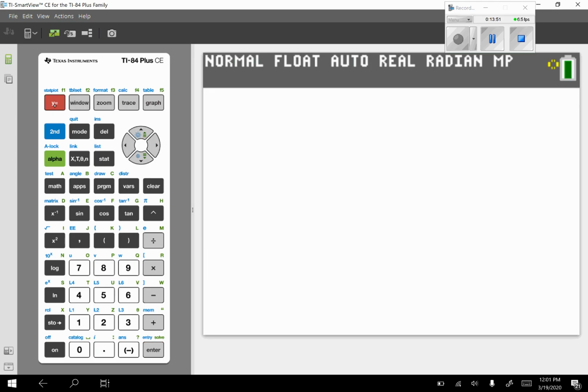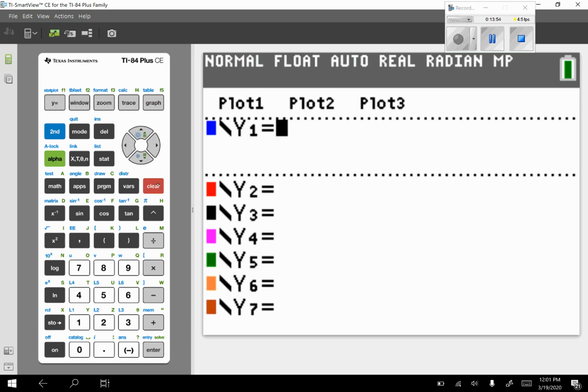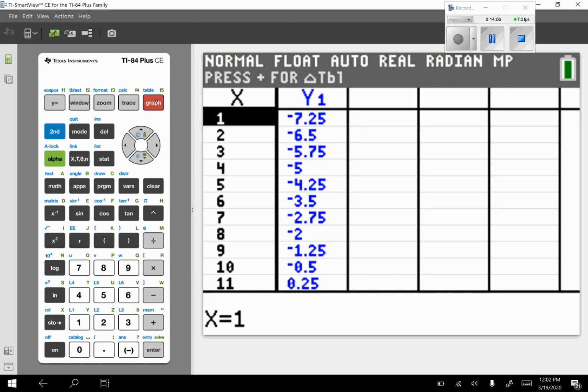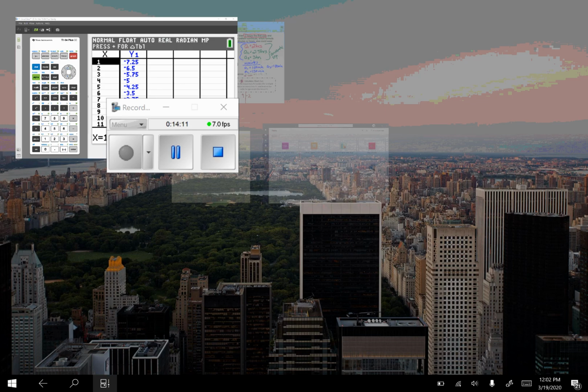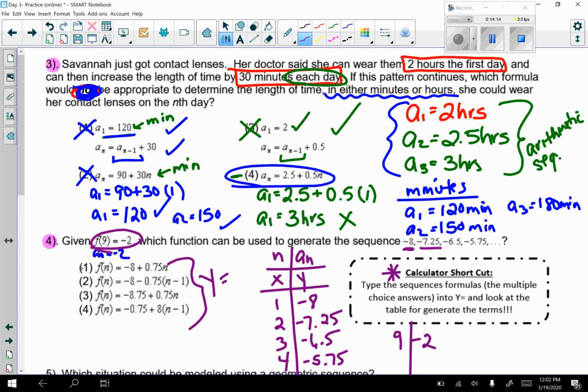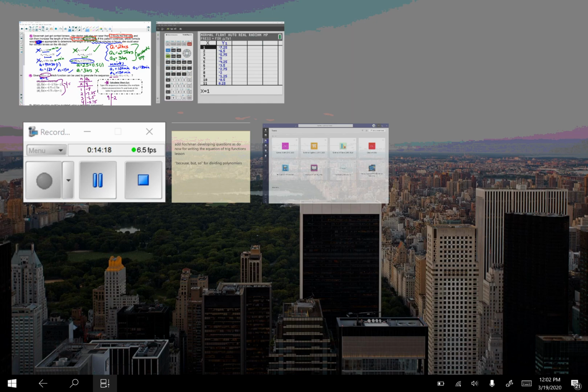I'm going to go to the y equals, clear out anything I have in there, and I'm going to type in answer choice 1. Negative 8 plus 0.75, and I'm going to use x instead of n. I'm going to go to my table by hitting second graph. Is the first term negative 7.25? No, that's not the table I'm looking for. Cross off choice 1. Let's go back to choice 2.